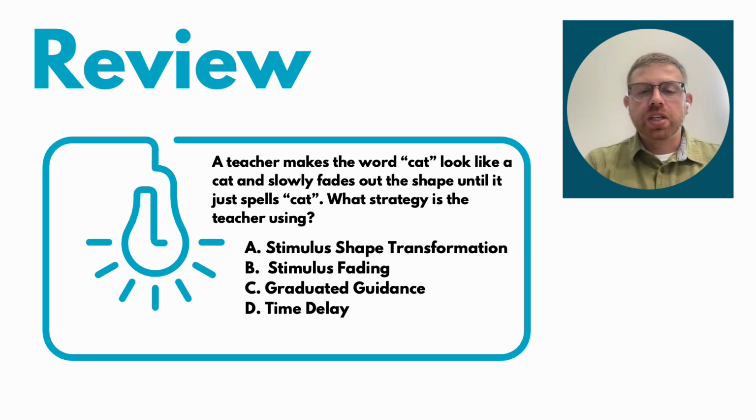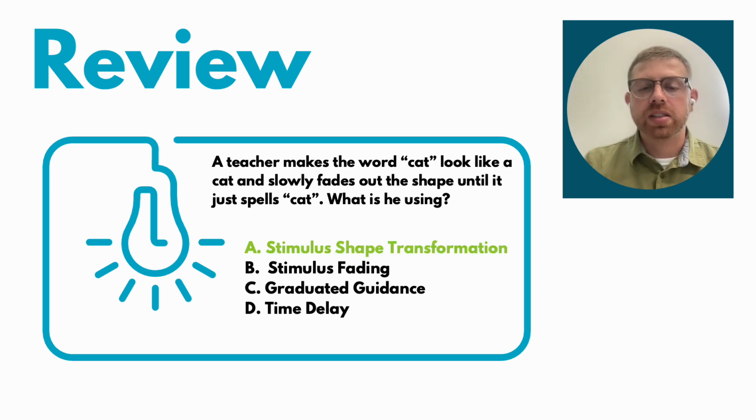For our review question, a teacher makes the word cat look like a cat and slowly fades out the shape until it just spells cat. What type of strategy is the teacher using here? Stimulus shape transformation, stimulus fading, graduated guidance, or time delay?